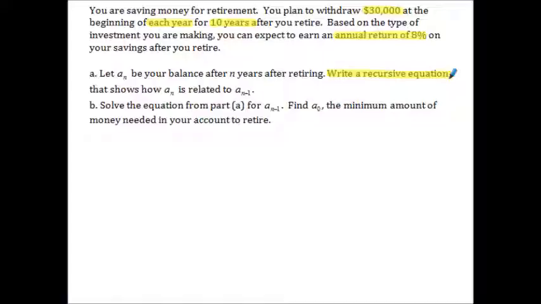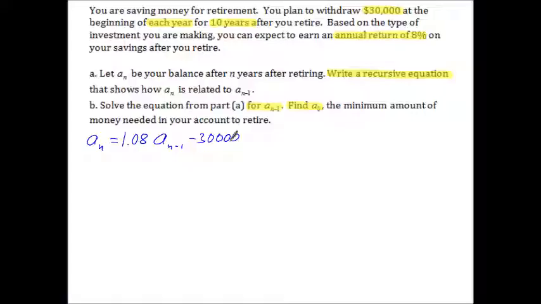Solve the equation from part A for A sub n minus 1 and find A0, which is the minimum amount of money needed in your account to retire. A sub n is related to A sub n minus 1 with respect to the annual return that you get. So it's going to be 1.08 times that A sub n minus 1, but after we have withdrawn $30,000 at the beginning of the year.